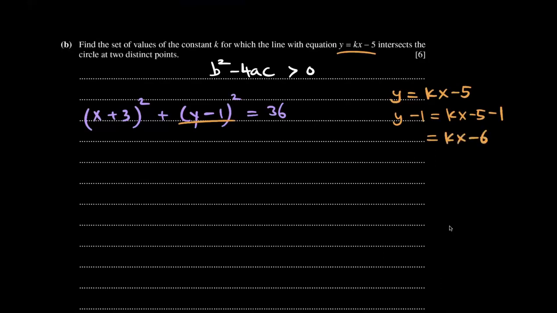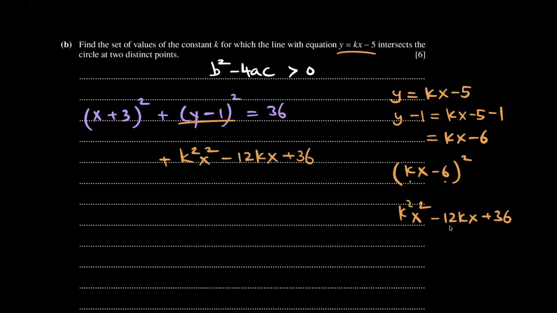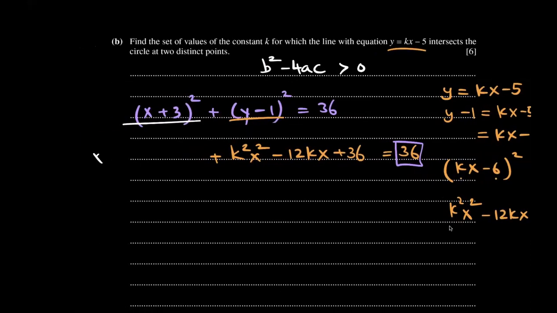And now let's square it. So (kx - 6) whole square, that is k²x² - 2 into 6 into k, which is 12kx, + 36. This is what I've got. So therefore, this is k²x². This is -12kx. This is 36 equals to 36 over here. And this is (x + 3) whole square, which is x² + 6x + 9.